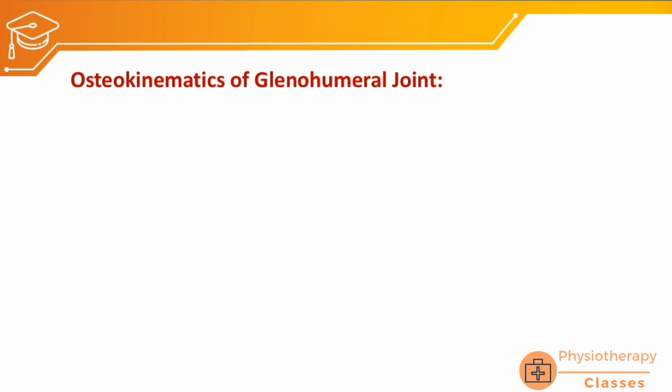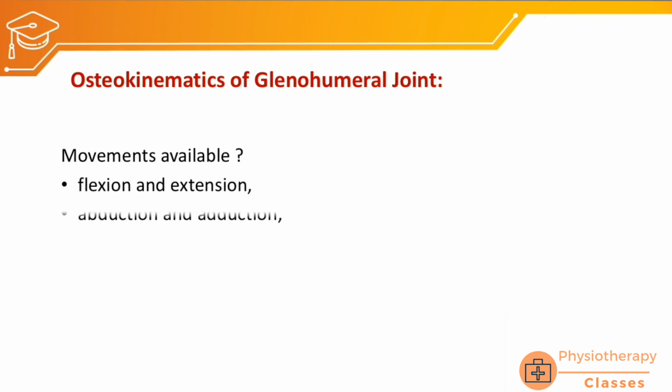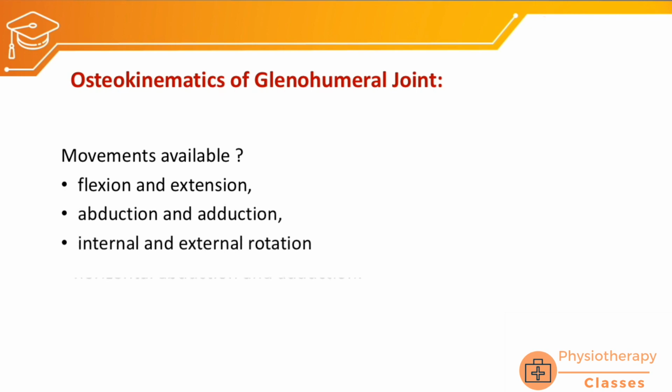While discussing osteokinematics, we need to mention the movements occurring at the joint, the planes and axes at which the movement occurs, and the range of motion of that movement. The movements occurring at the glenohumeral joint are flexion and extension, abduction and adduction, internal and external rotation, and horizontal abduction and horizontal adduction. So these are the movements. Now let us discuss the planes and axes at which these movements occur and the range of motion.